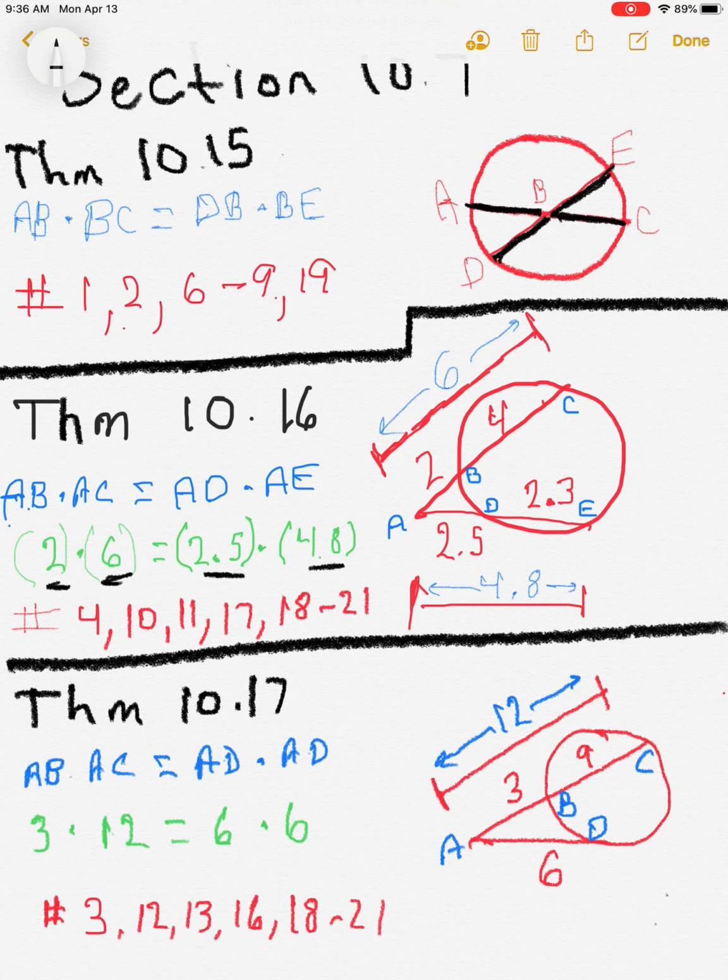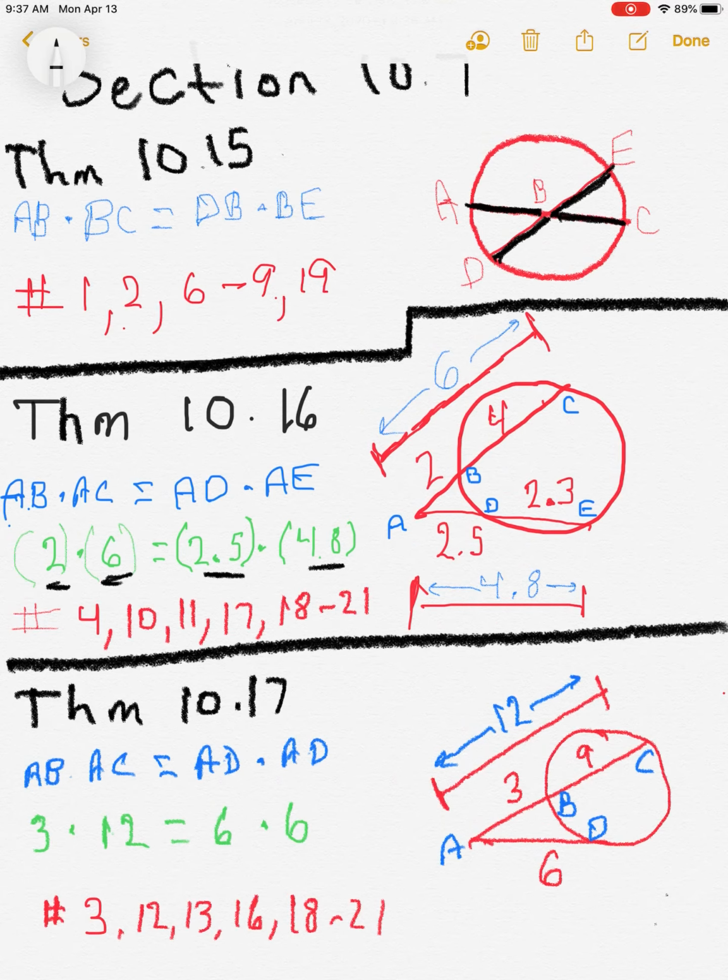Problem number 1, page number 753. RV times VT equals UV times VS. 4 times 4 is 8 times X. Solve for X. Problem number 2, VP times PX equals YP times PX. X plus 3 distributed over X plus 4, use the FOIL method, equals X times X plus 9, distribute X over X plus 9.